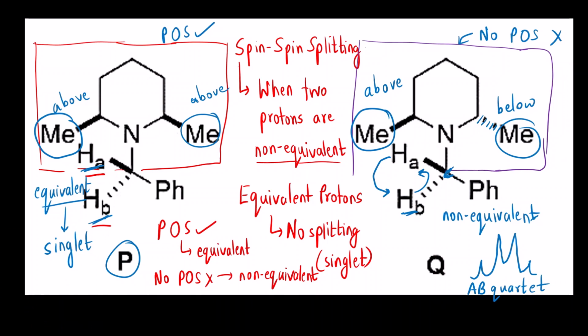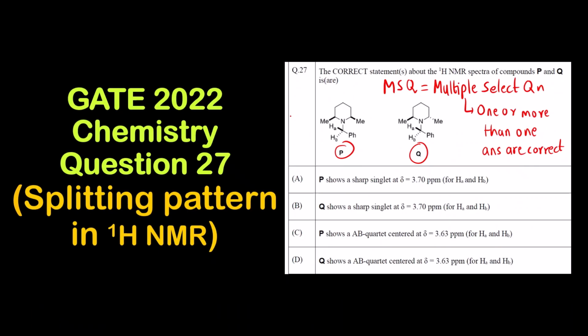So what will be the correct answer? P shows a sharp singlet, correct. Q shows a singlet, incorrect. P shows quartet, incorrect. Q shows AB quartet, correct. So the correct answers here are option A and D.